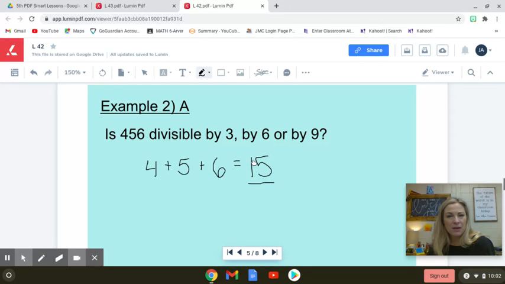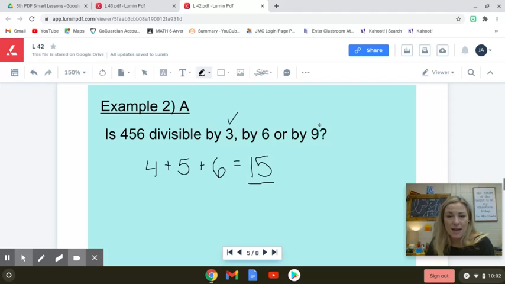Yes, it is. Let's apply the rule for 9 because that, to me, is the exact same rule but just with a 9. So the sum of the digits, 15, is that divisible by 9? Can 15 be divided by 9 without a remainder? And the answer is no, it can't. This number, 456, not divisible by 9.